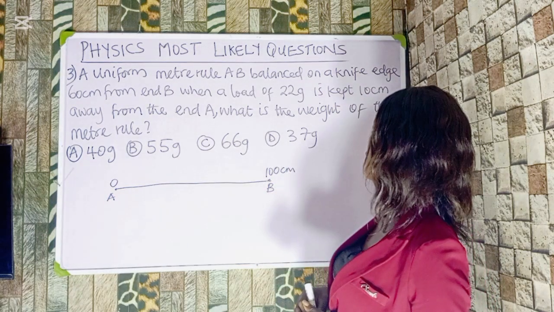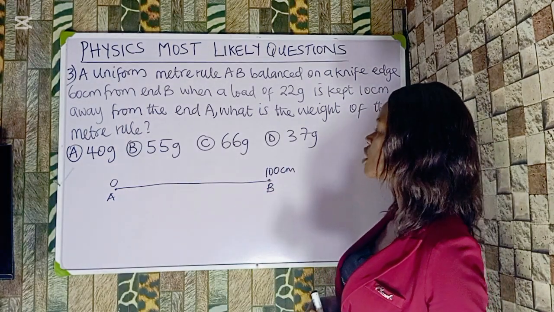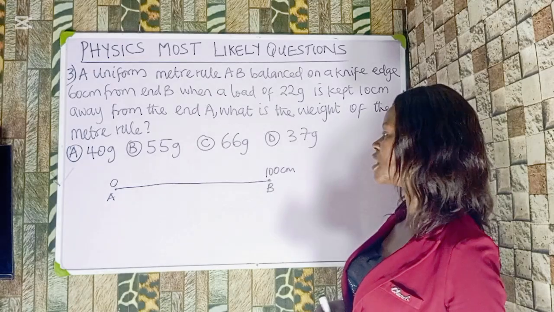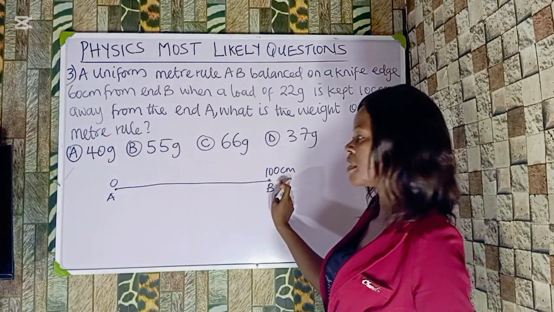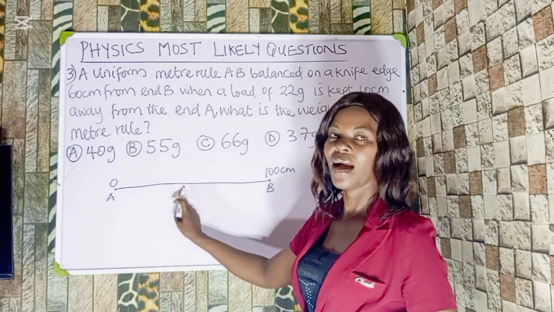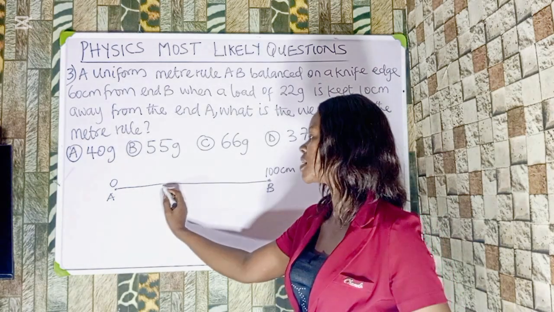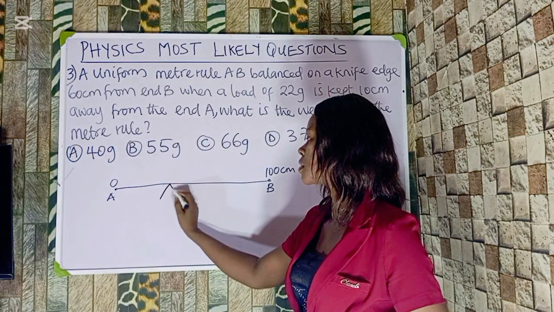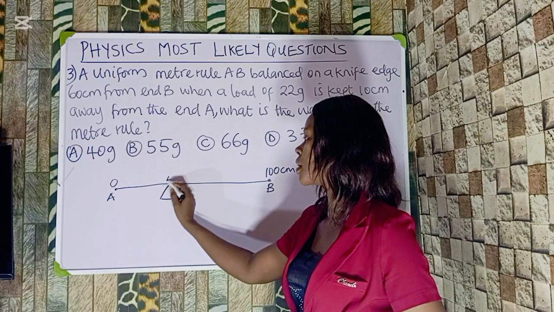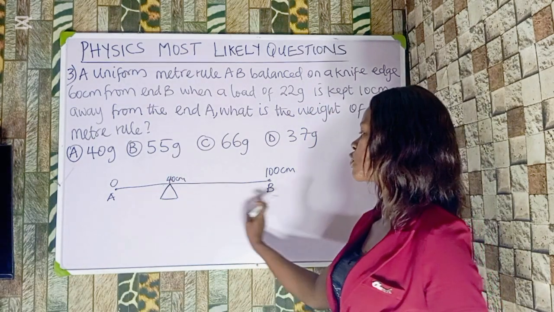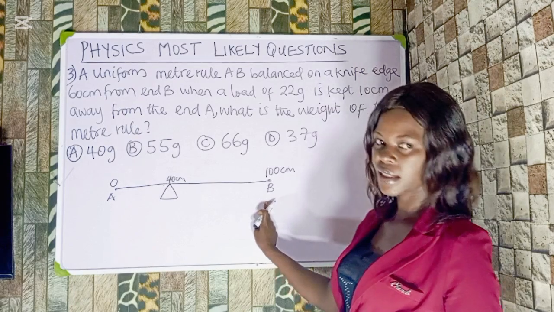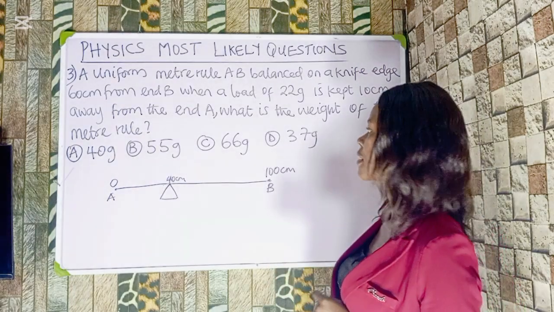Alright, so let's go again. It is balanced on a knife edge 60 cm from end B. This is end B, right? 60 cm from here means it's going to be balanced at 40. So let's place the knife edge at 40 cm, so that the distance between this and this is going to give us 60. That is what they mean by that.